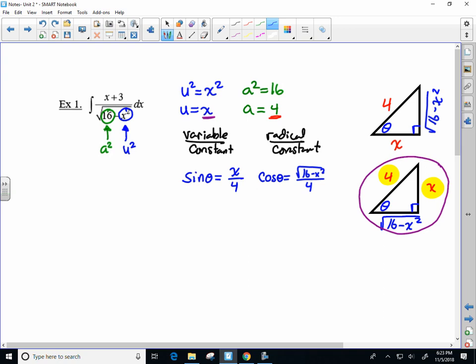So what I'm going to do is solve this for x and cross multiply, and x equals 4 sine theta. I'm going to do the same thing with the other one and get radical 16 minus x squared is equal to 4 cosine of theta.